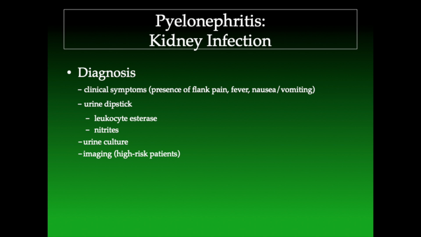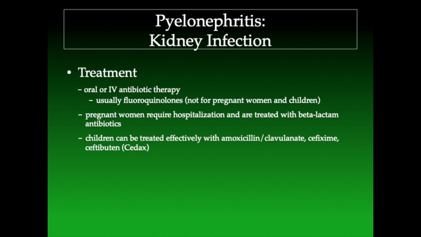Imaging is often used in high-risk patients, such as diabetics, elderly patients, patients whose immune system is compromised, or patients with a history of kidney disease. Antibiotics are also used to treat pyelonephritis. The doctor will prescribe either oral or IV antibiotic therapy. Fluoroquinolones are usually the drug of choice for pyelonephritis, unless the patient is a pregnant woman or child.